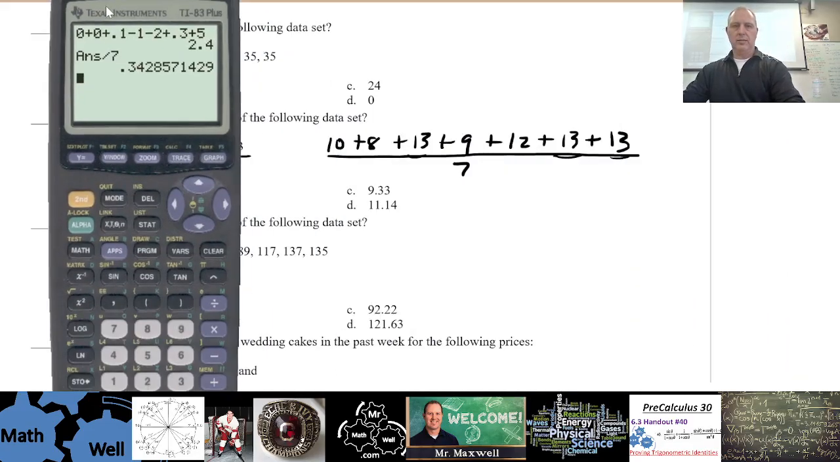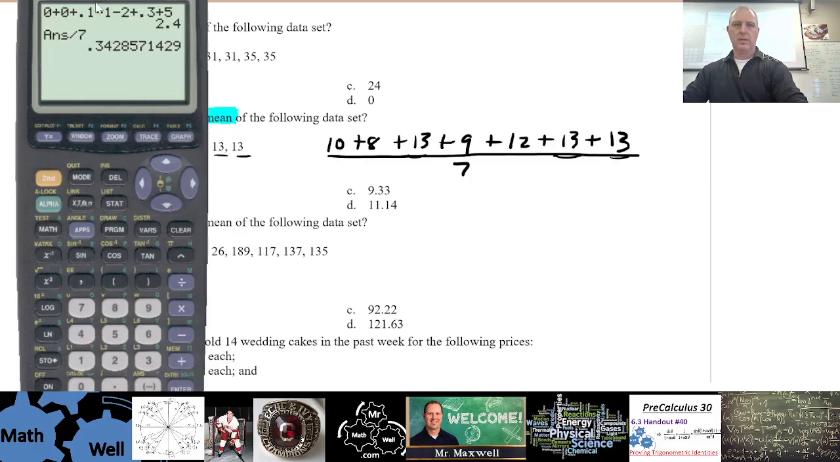Let's do it over here. Okay. I'm going to clear that screen there. So 10 and 8, I can do that in my head. That's 18 plus 13 plus 9 plus 12 plus 13 plus 13. And then I'll let that equal, so that's 78 in total. I'll divide that by 7.